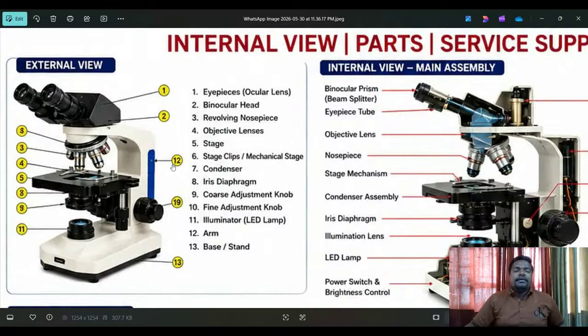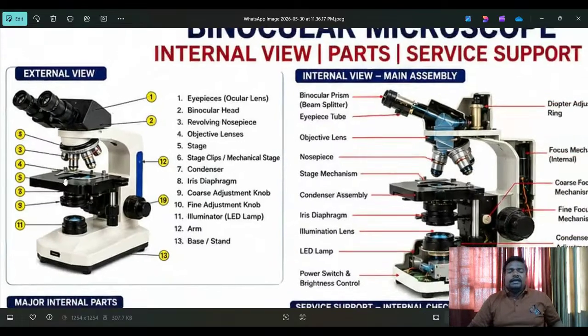external view. This is how a binocular microscope looks. Any manufacturer company, Olympus, Magnus, Labomate, these are very powerful companies present now. Right, let me come here.